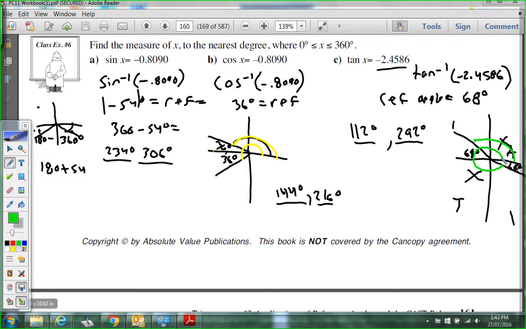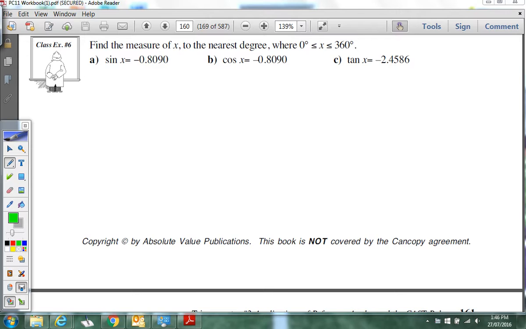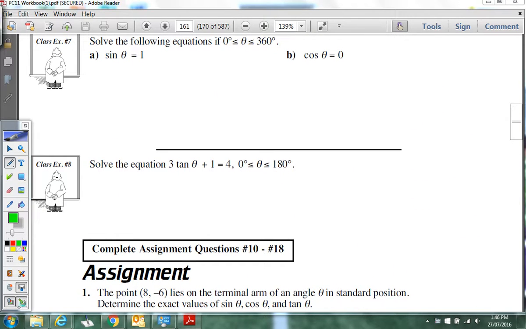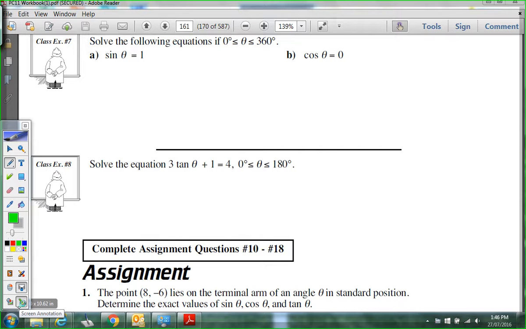Okay, and we got one more page here with two examples, a couple of kind of investigation things to notice. So for this one, solve the following equations. Sine theta equals 1. So where is sine theta equal to 1? Well, we'll still do sine inverse of 1, and it's going to give you 90.